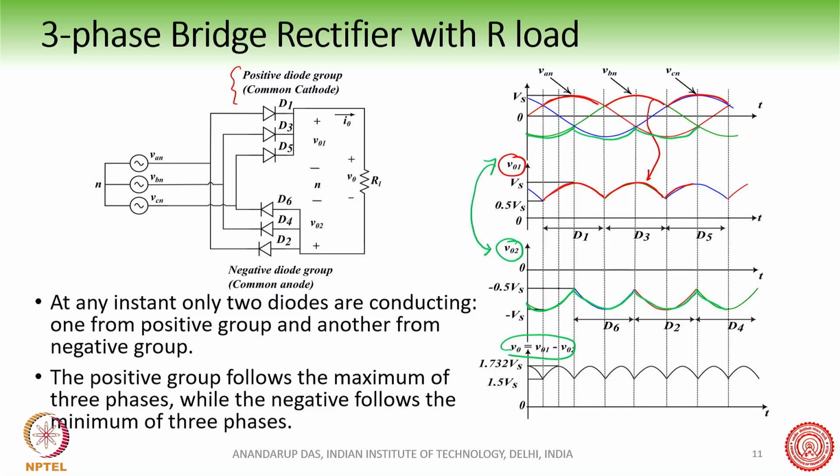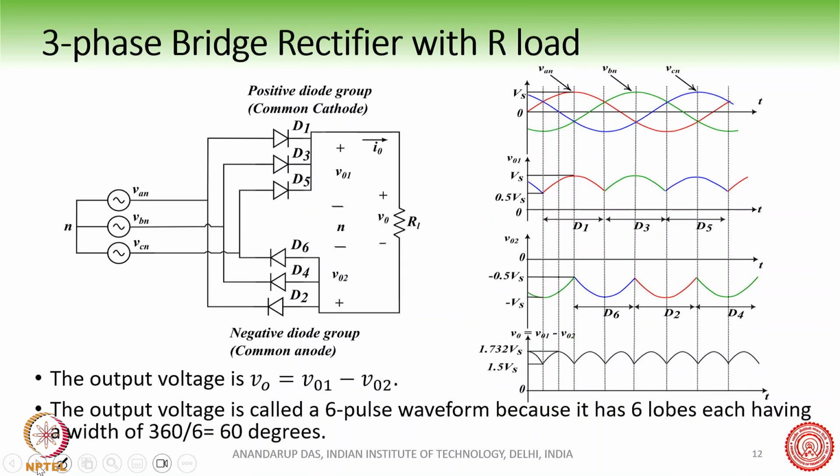So we can get this kind of an output voltage here. The output voltage VO is VO1 minus VO2, and this voltage is basically a 6 pulse waveform, because now we have 6 lobes in one cycle. That is called a 6 pulse waveform, and each lobe has a width of 60 degrees.